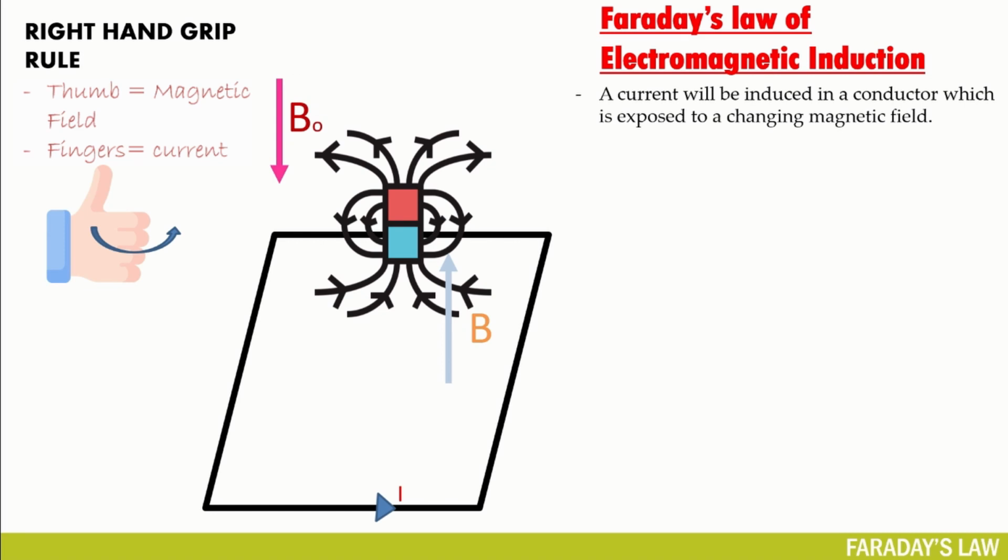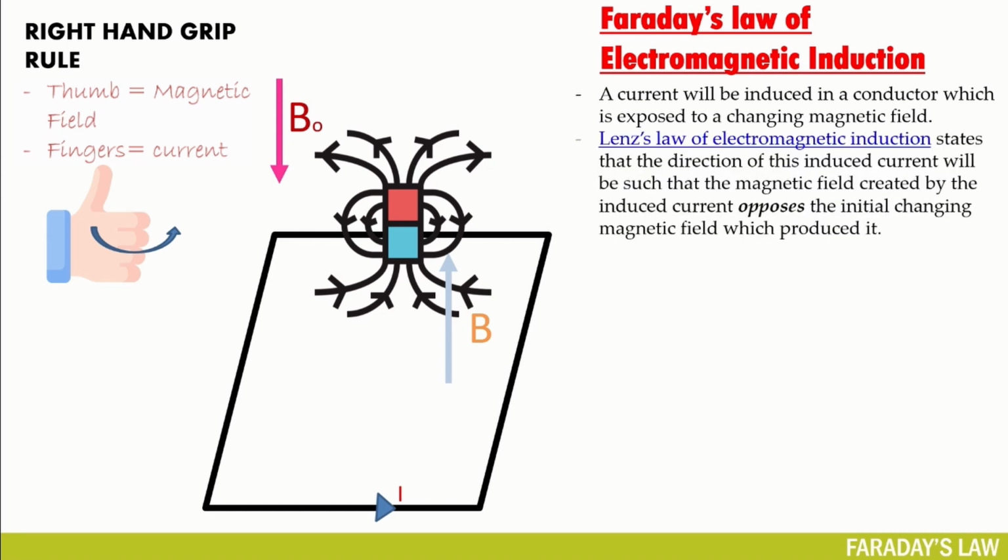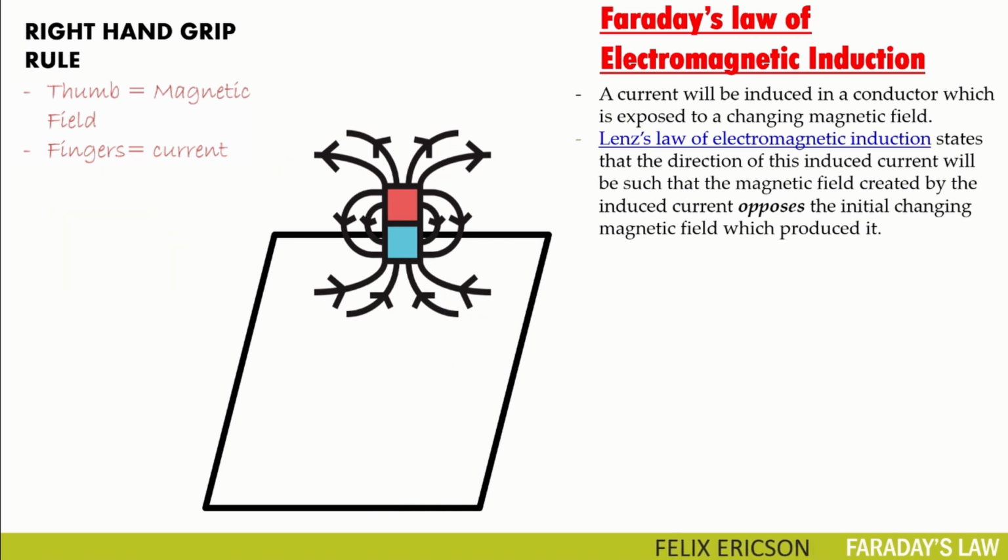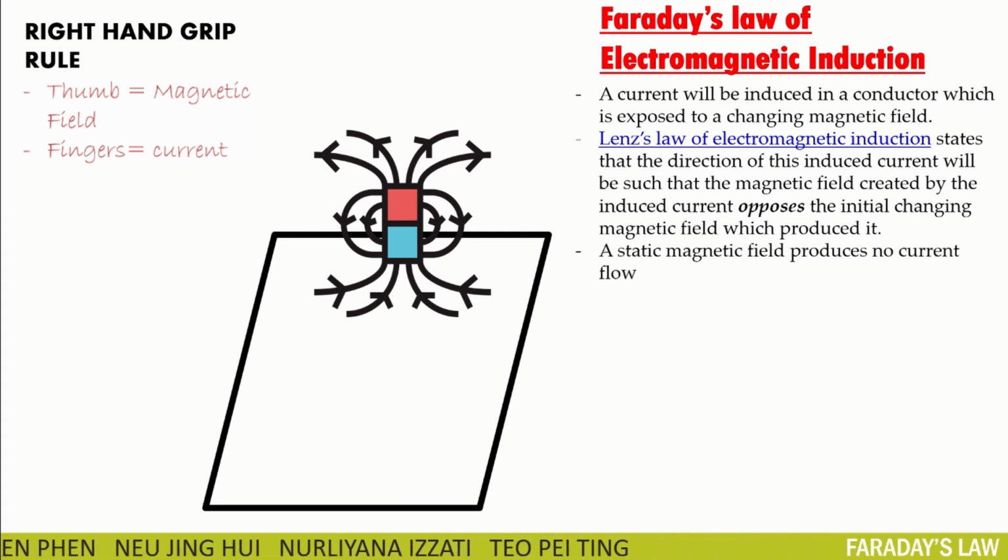This behavior can be described by Lenz's law of electromagnetic induction, which states that the direction of this induced current will be such that the magnetic field created by the induced current opposes the initial changing magnetic field which produced it. However, there is no current induced when we keep the magnet in the same position. Hence, Faraday's law states that a static magnetic field produces no current flow.